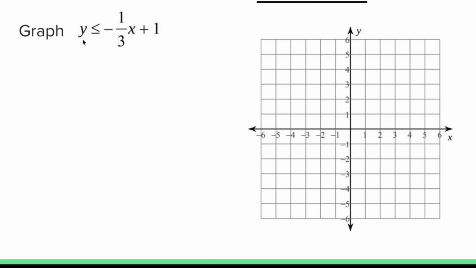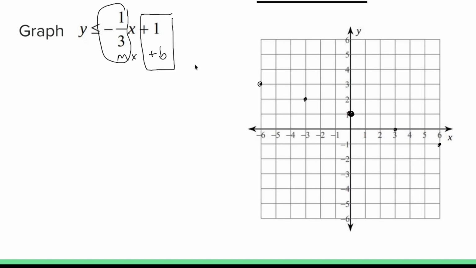Well, first things first, this is already y all by itself, so I could treat this like y equals mx plus b, where m is the number in front of x, right? So my slope is -1/3, and b is the y-intercept, which means you put a dot at 1. Now put a dot at 1, and then make more dots by going up 1, left 3, up 1, left 3, or if you run out of space, you can go down 1, right 3, down 1, right 3.